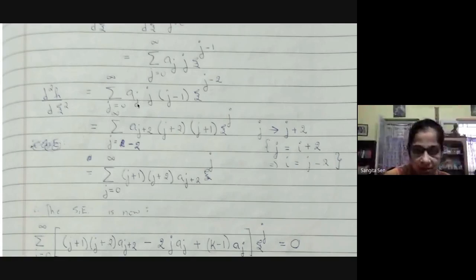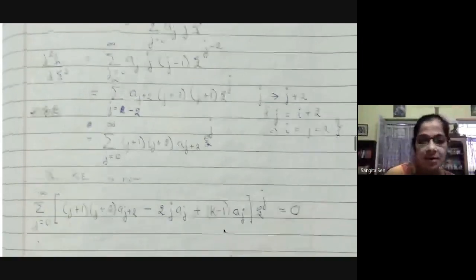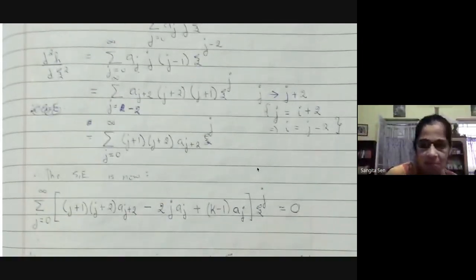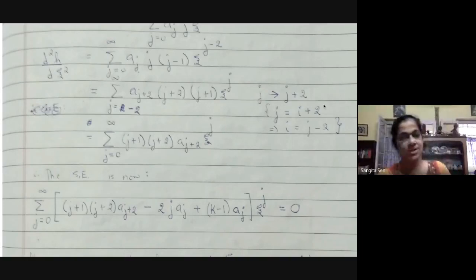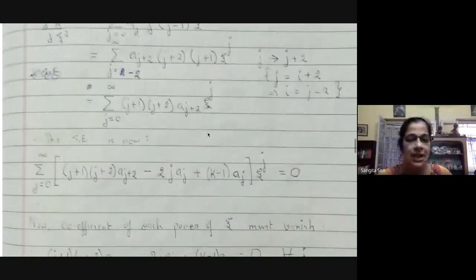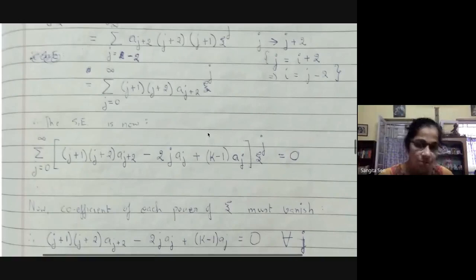Okay, then j becomes I plus 2. So a(I+2) into I plus 2 into I plus 1 into xi to the power I. And in the next step, then you can again change the variable I back to j. So you can think about it like this. But normally people do it in one step, where you just say that you shift j to j plus 2. And you put it again back into the Schrodinger equation.